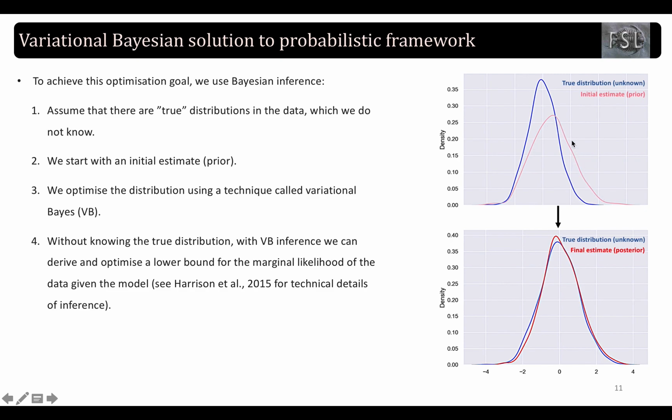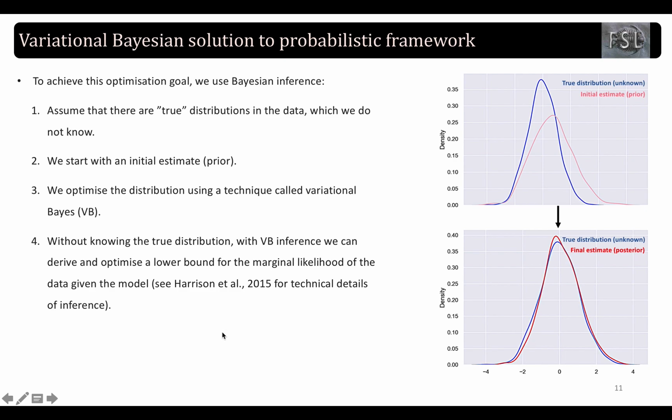As you can see, the pink distribution, which we refer to as a prior distribution, is not a very good match to the true distribution. So the model's job is to optimize this pink distribution to obtain the red distribution that is as close as possible to the blue. This is a very challenging thing to do because we don't know the blue distribution. And we want to estimate from these priors a posterior distribution that is as close as possible to the blue.